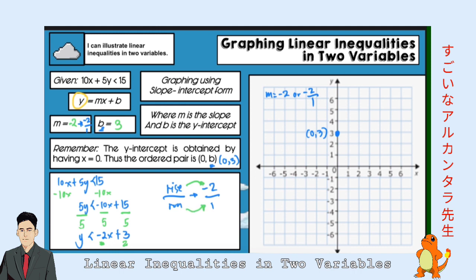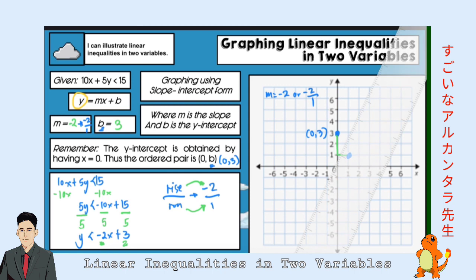So if the rise is negative, that means we're going to go down by 2 units. So from 3, 1, 2. Because your rise is negative 2. And since your run is positive 1, you go to the right by 1 unit. Meaning, your next point should be found here. And since you already have 2 points indicated, you can already draw a line.